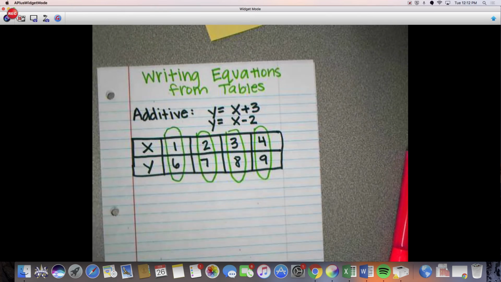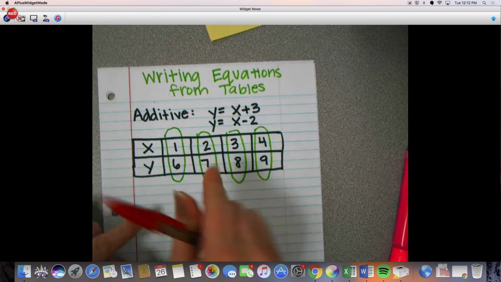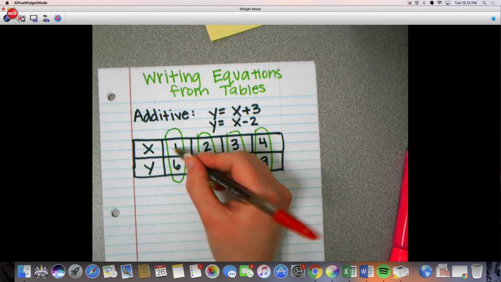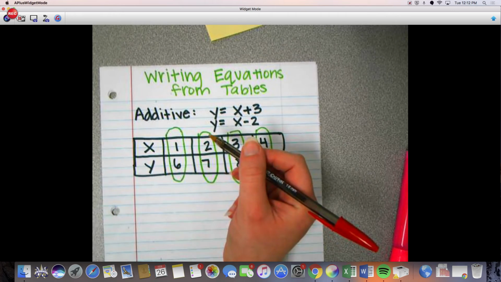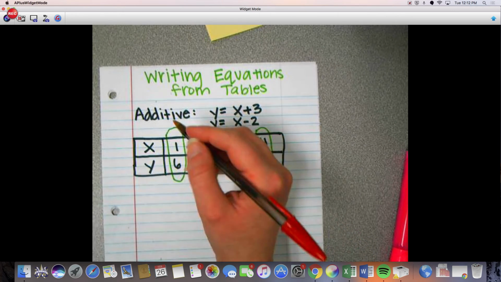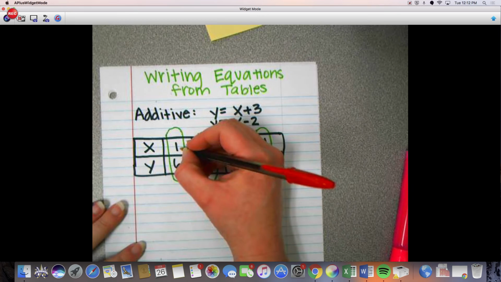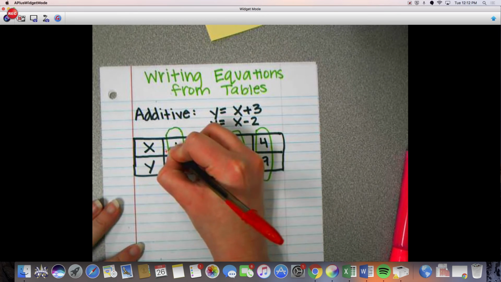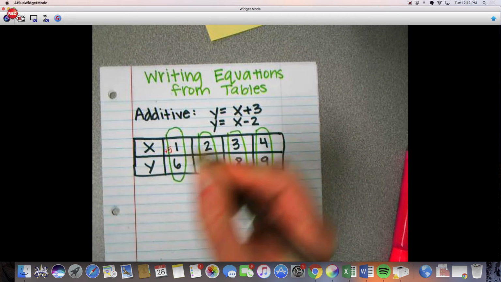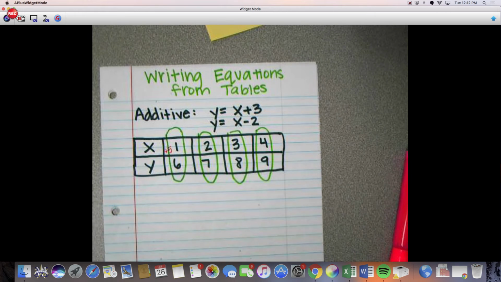So we're going to start and we're going to look at the first one. How do I get from 1 to 6? If I said this is an additive relationship, how do I get from 1 to 6, Axel? Add 5. So we're going to write plus 5. Just in that little blank or somewhere in your chart, write plus 5.